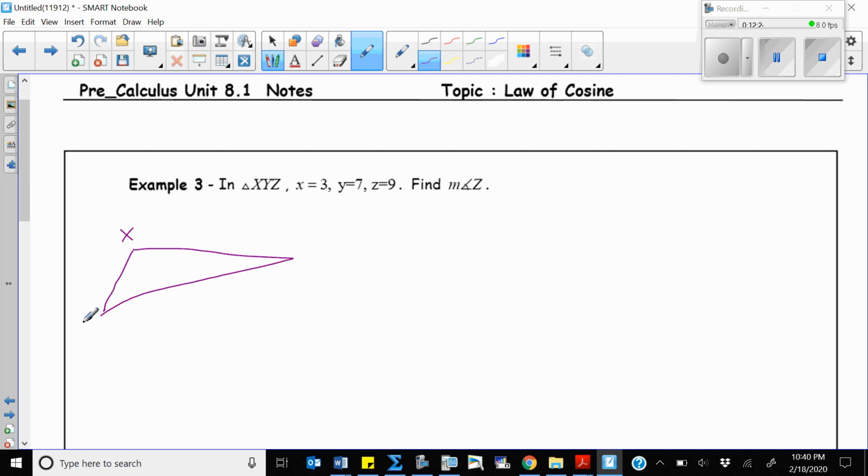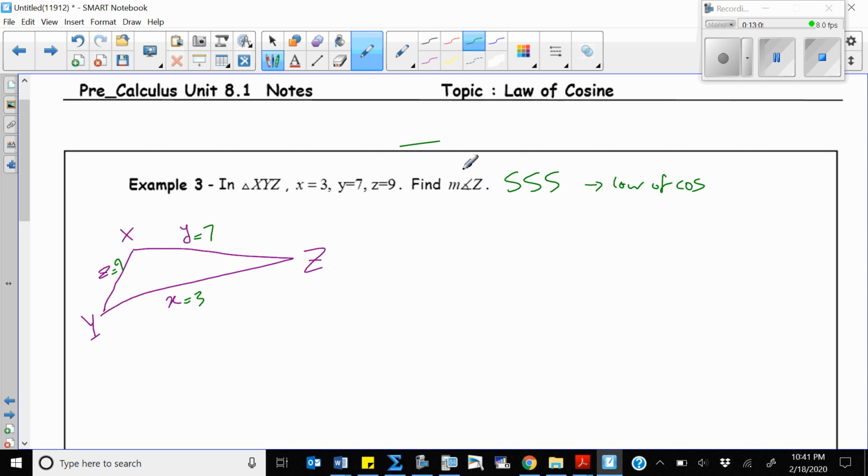So I have X, Y, and Z. The sides opposite x is called small x, opposite y is small y, and opposite z is small z. What is given? x is 3, y is 7, and z is 9. So what case do we have? We have all the sides given. So this is a case called SSS, because all three sides are given. If we have an SSS case, again, we can use the law of cosines to solve this triangle.